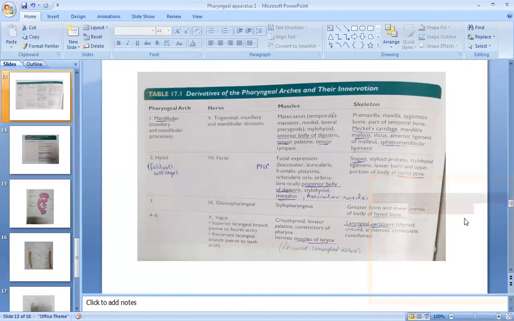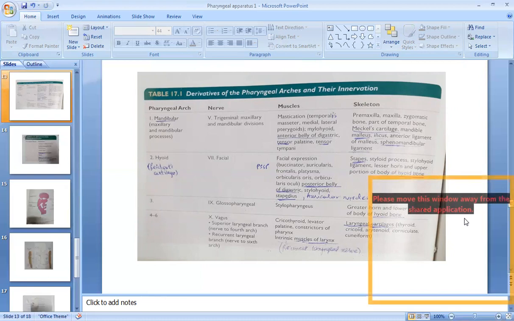That is buccinator, auricularis, frontalis, platysma, orbicularis oris, oculi. Posterior belly of digastric. Anterior was from the first pharyngeal arch, and the posterior is from the second pharyngeal arch. The stylohyoid ligament and the stapedius. The stapes bone will be formed by the second pharyngeal arch, so the muscle stapedius will also be derived from this.